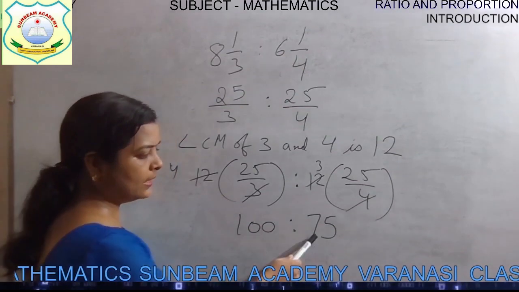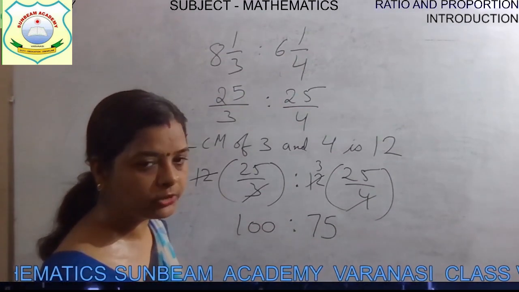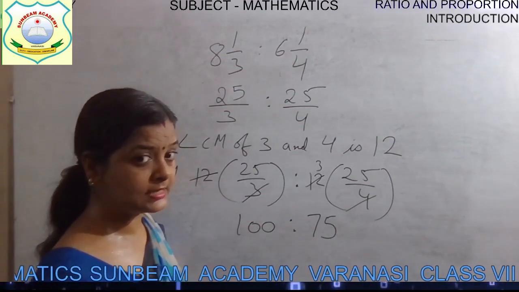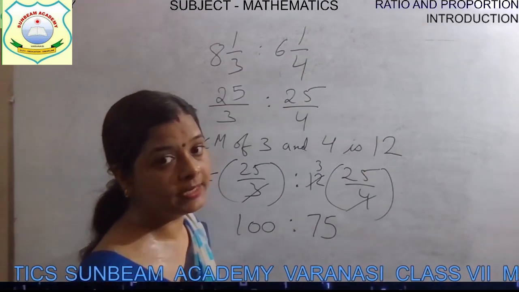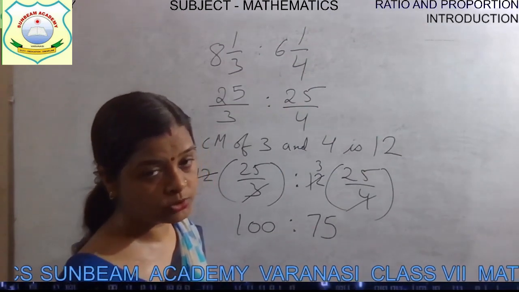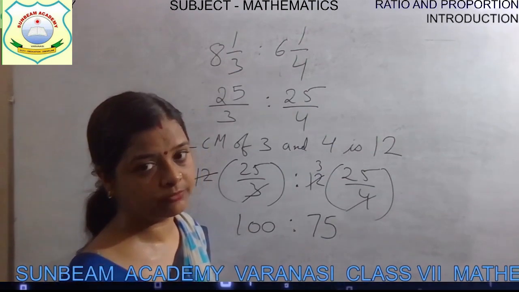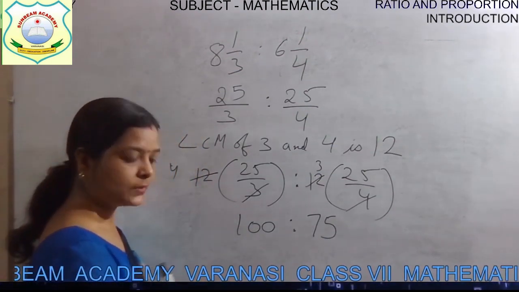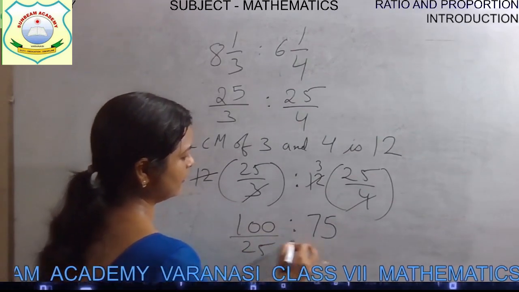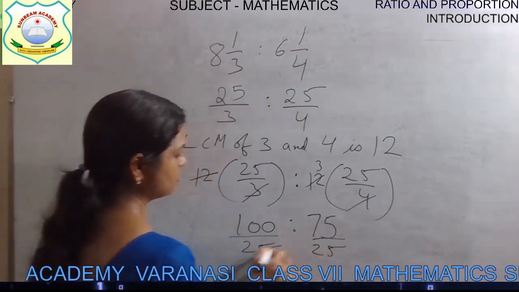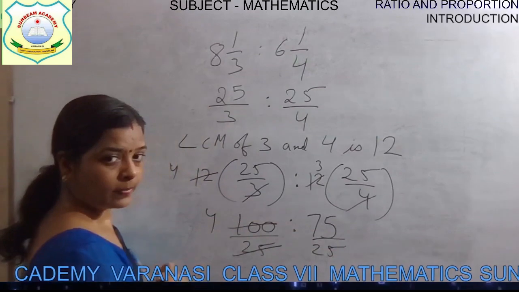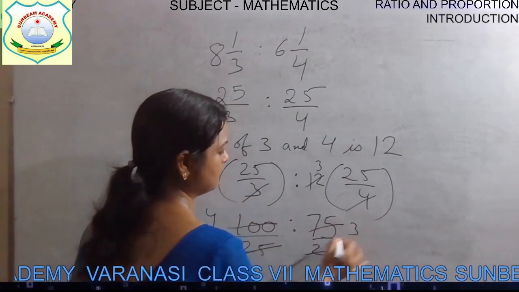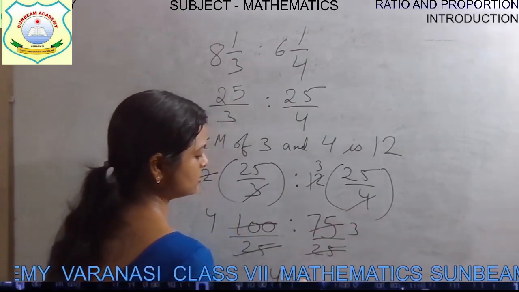And you know 175. By which number will you divide it? By its HCF. Its HCF is 25. Children, I have already shown you how to find the HCF. So its HCF is 25. So you will divide it by 25, divided by 25 on both sides. So 25 4 times and here 25 3 times. So the answer is 4:3.